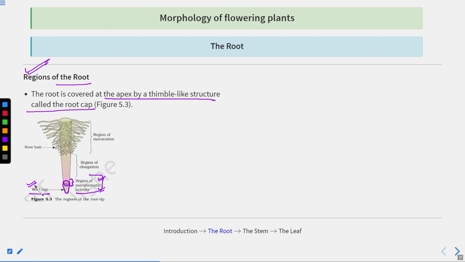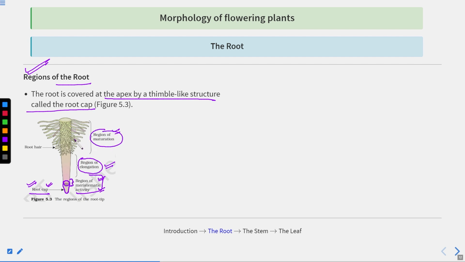Friction of the soil particles can destroy the meristematic cells. Now, who is protecting those meristematic cells? These root caps. Okay. Now, if you move upward towards the region of meristematic activity, then there is a region of elongation. What happened? The cells that got actively divided then get elongated. Elongation of the cell is going on here. And after the elongation, the cells get mature. So there is a region of maturation.